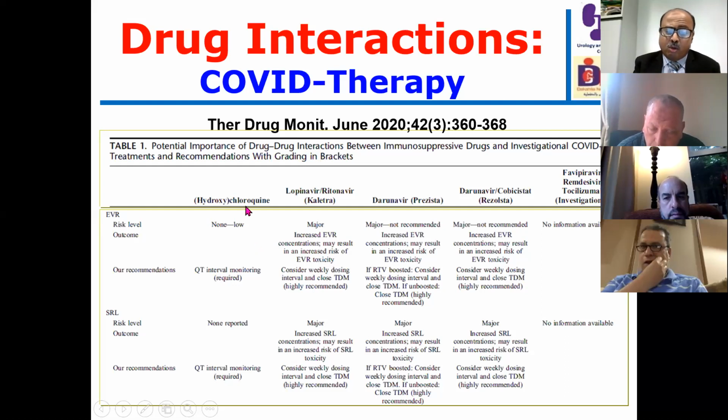For hydroxychloroquine, the interaction is low, but again, ECG is recommended before prescribing hydroxychloroquine because we are afraid of QT prolongation and subsequent arrhythmias.